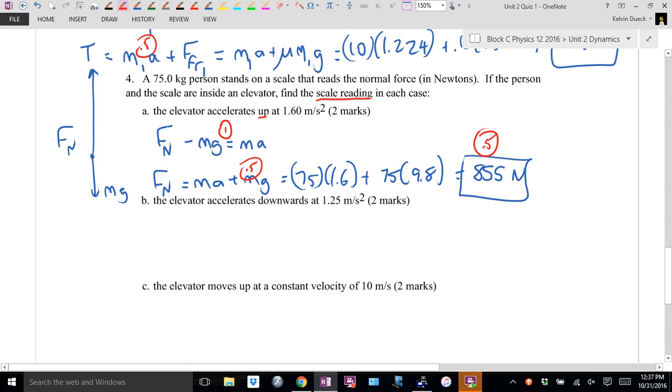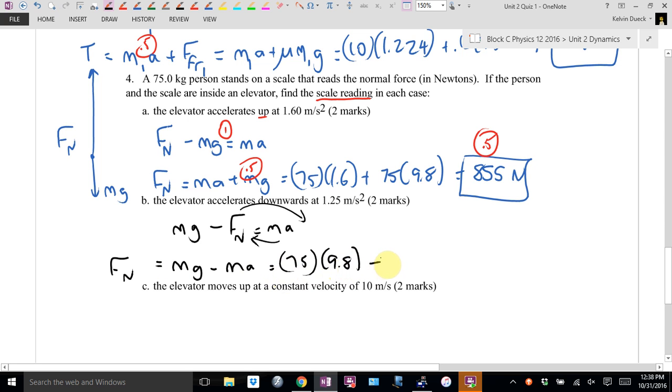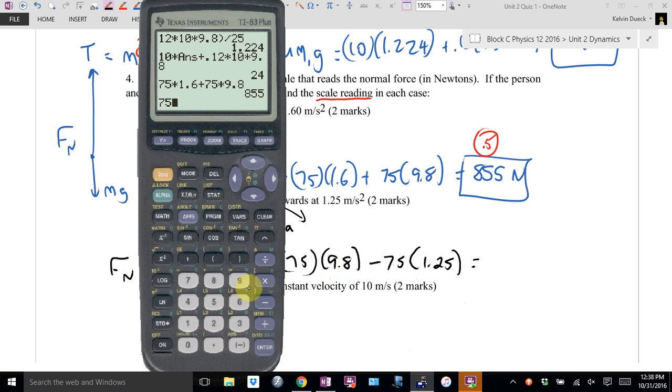B, you know what? Since we're accelerating downwards, I'm just going to imagine the correct free body diagram from the one that I've already drawn. Who would be winning? mg. Minus normal force equals ma. I guess to get the normal force by itself, I'll plus that there, minus that there. I'll get mg minus ma equals the normal force. So it's going to be 75 times 9.8 minus 75 times 1.25. You get 641 newtons?